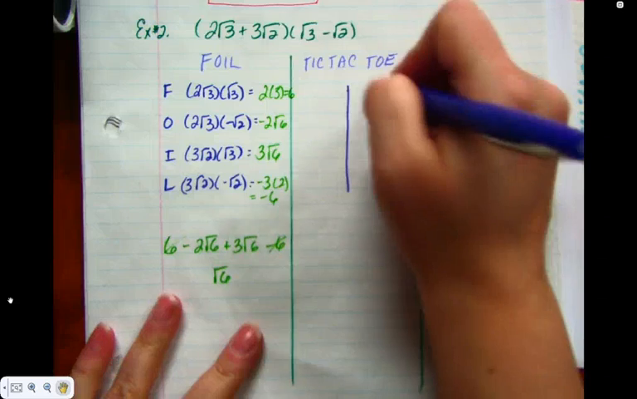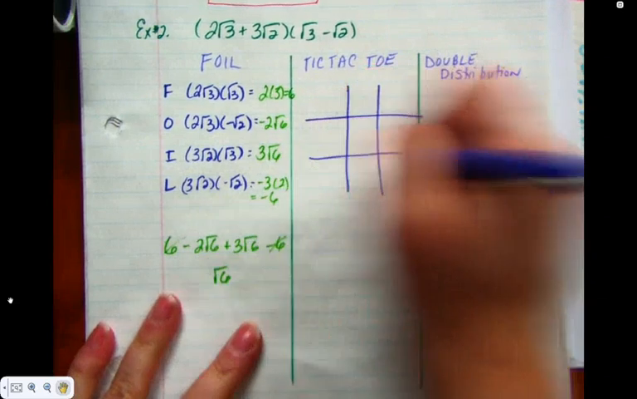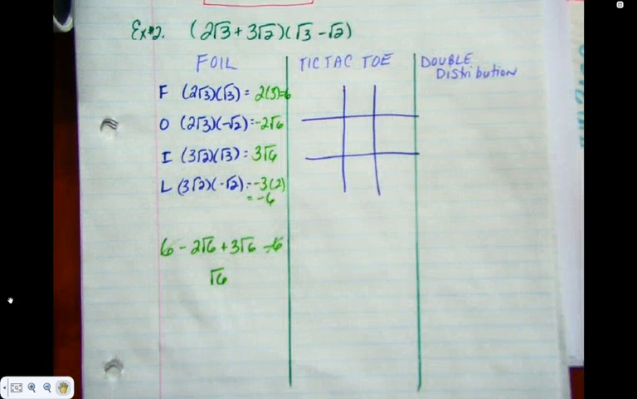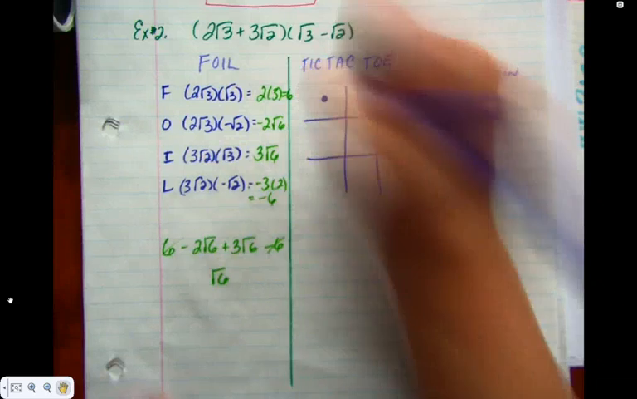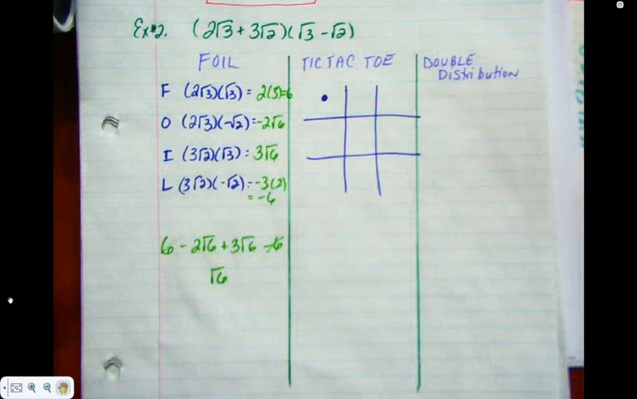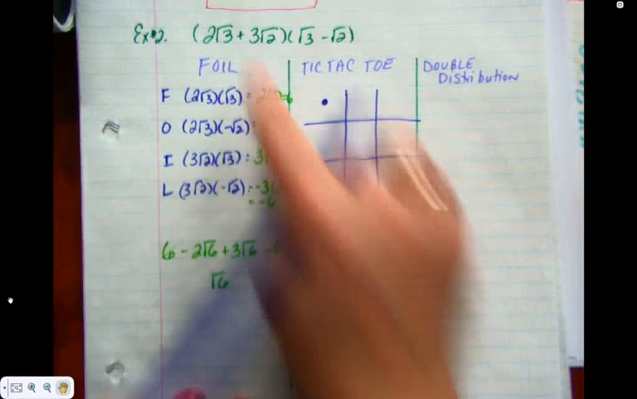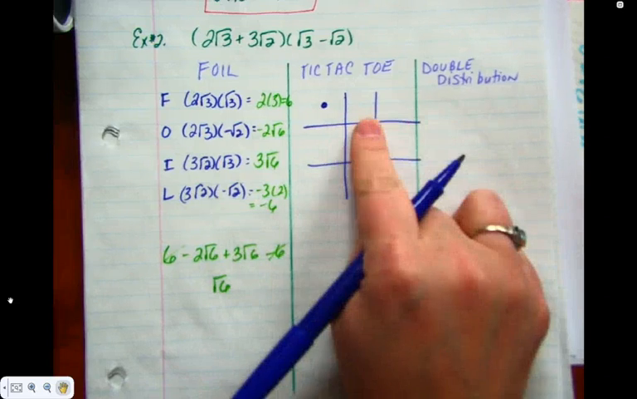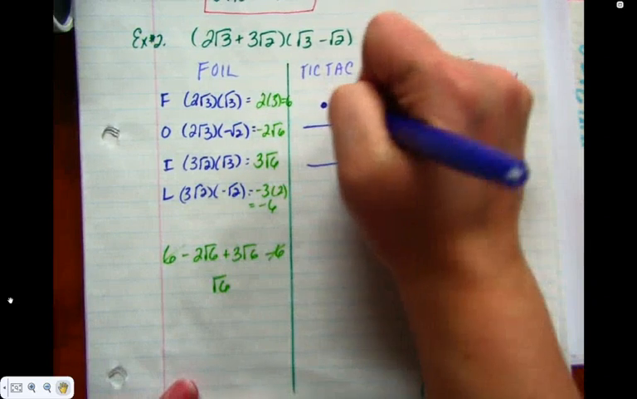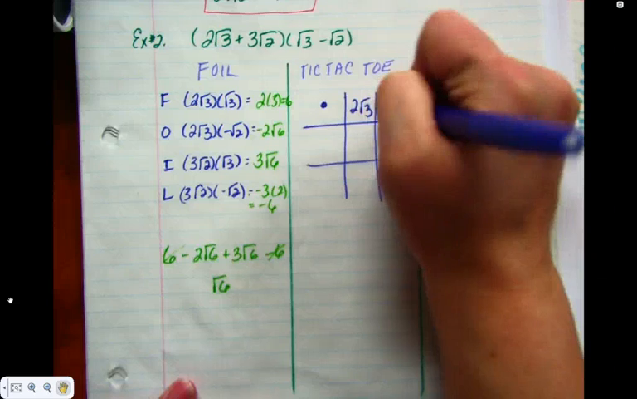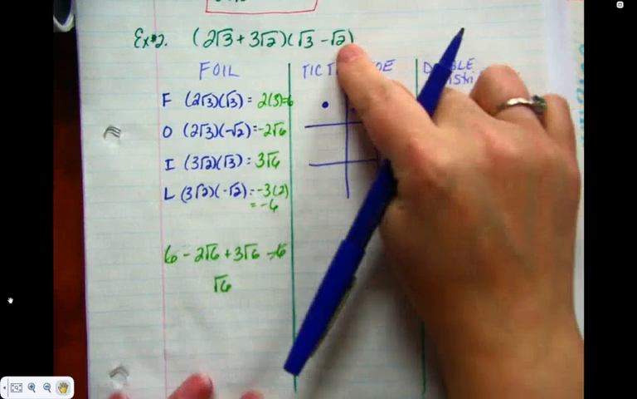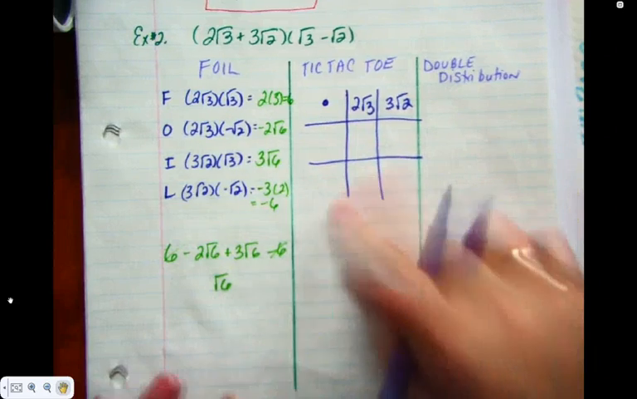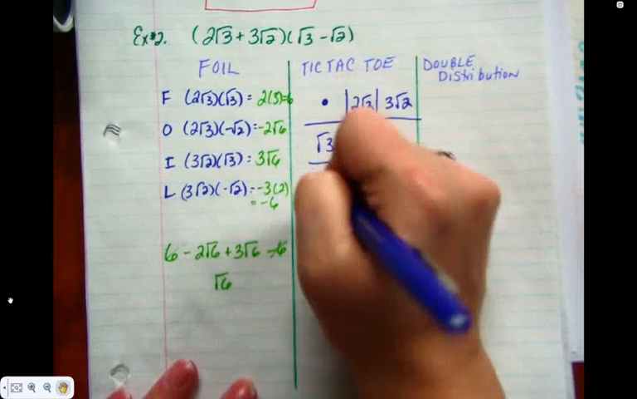Tic-tac-toe is I'm going to draw a tic-tac-toe board, so the 2 horizontal lines, the 2 vertical lines, so it makes 9 spaces. I'm going to put a multiplication sign in the upper left, because that's what we're doing, is multiplying. I'm going to write the first binomial across the top, one term in each box. So 2 root 3, and then followed by 3 root 2. I'm going to write the second binomial down the side, one term in each box. So a root 3 times a negative root 2.